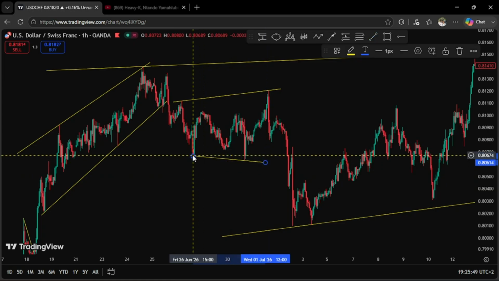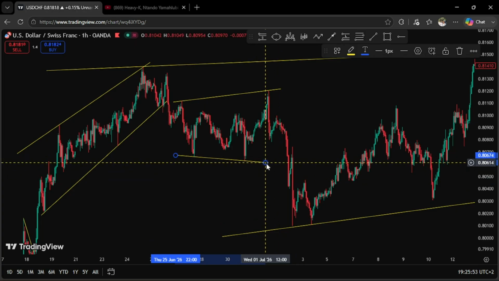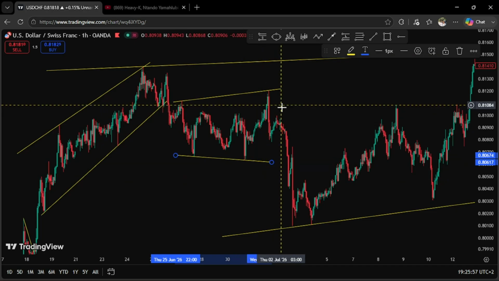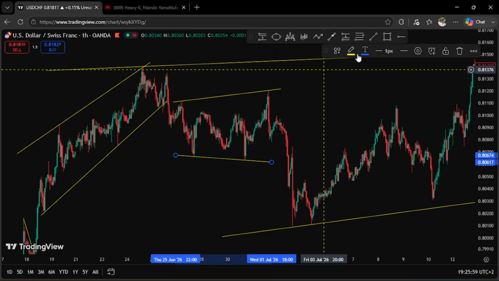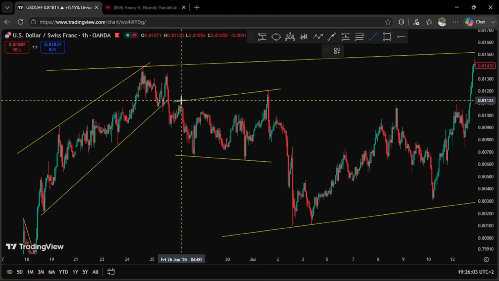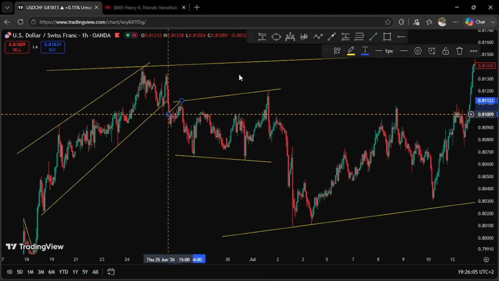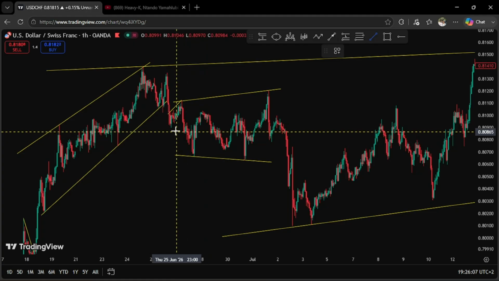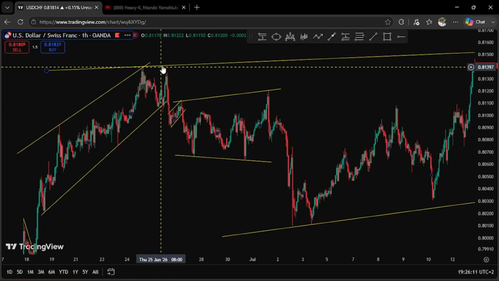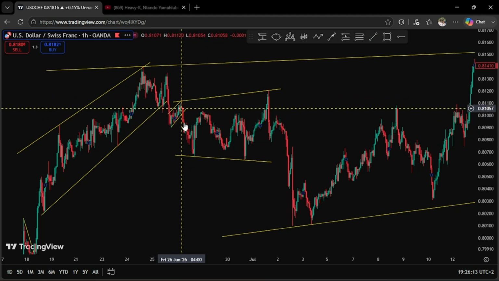So this is what we call an expanding pattern, an expanding flag. The market is expanding. Yes, it's expanding. Or we can even call it a Falcon flag. Because why? We have these guys. So you see, we had an impulse, a correction, an impulse.